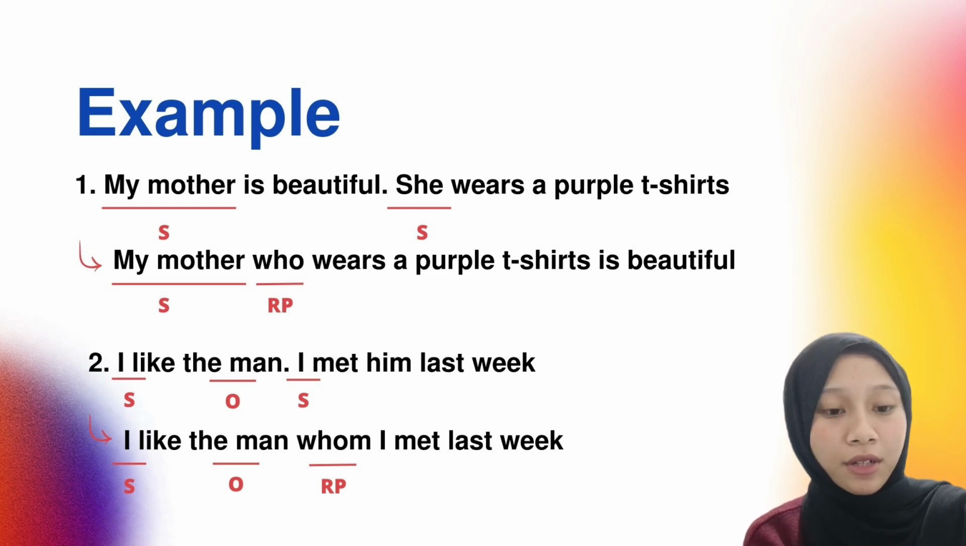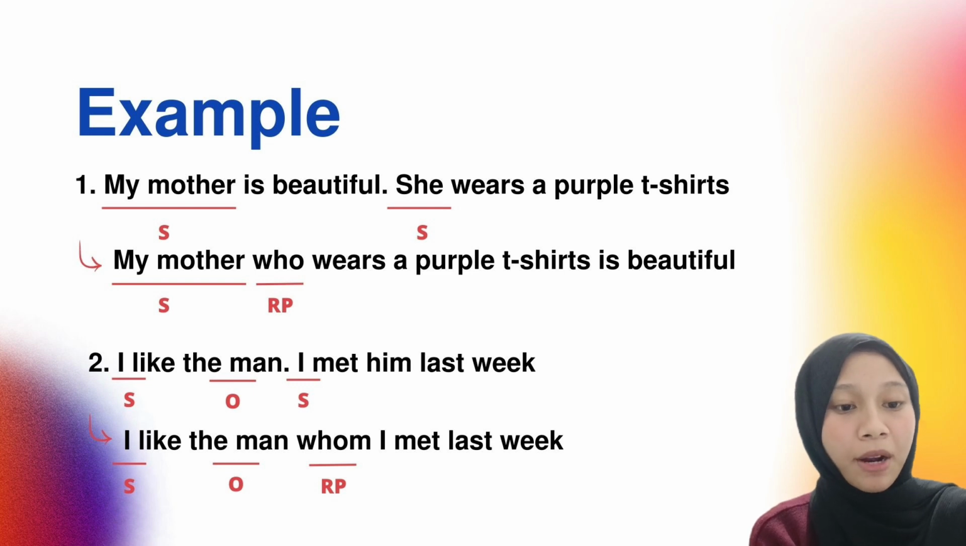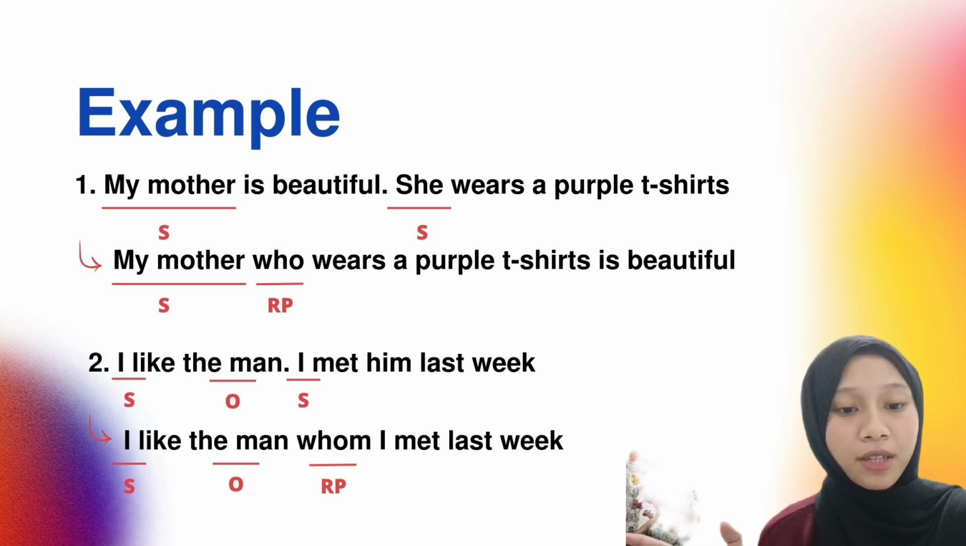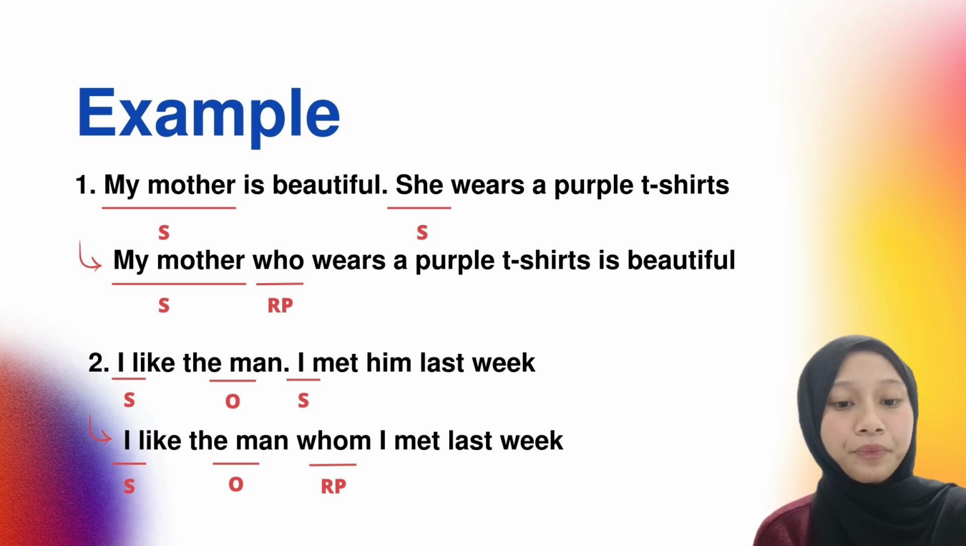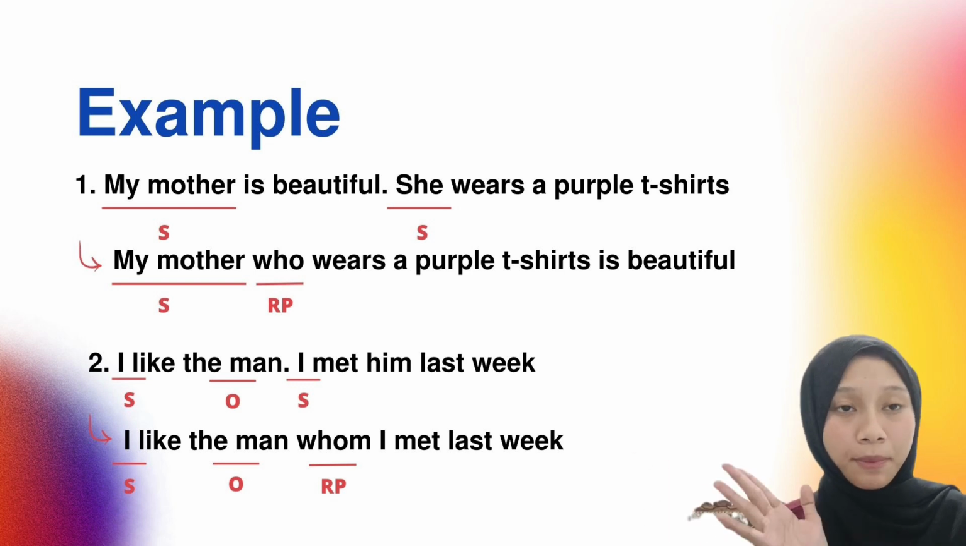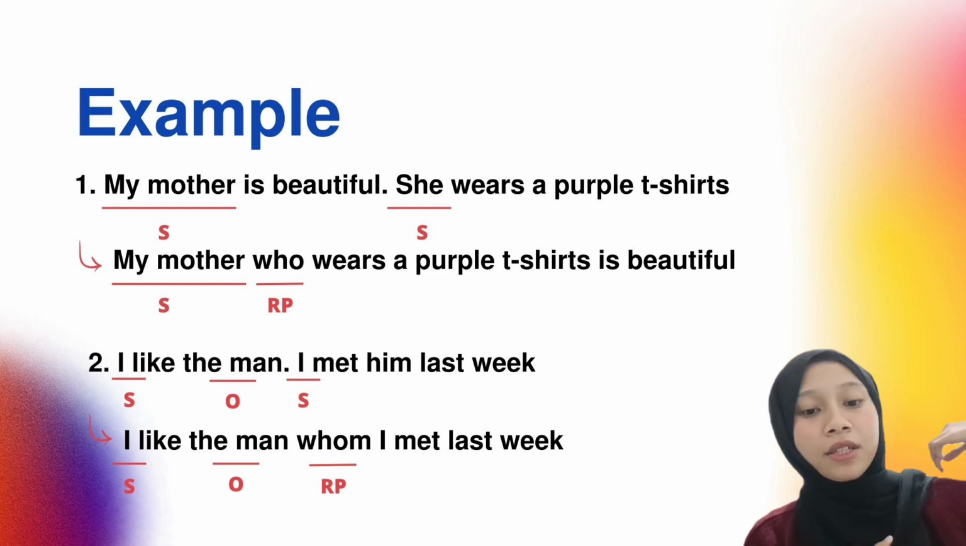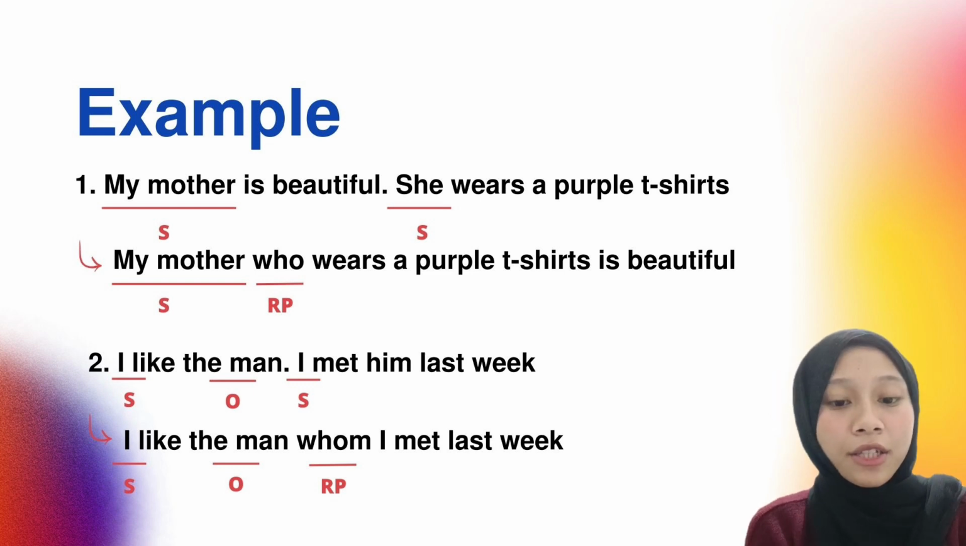So, my mother who wears a purple t-shirt is beautiful. My mother as a subject and who as relative pronoun, wears a purple t-shirt is beautiful as an object. Why do we use who? Because the subject is people. Okay, let's move to the second example.